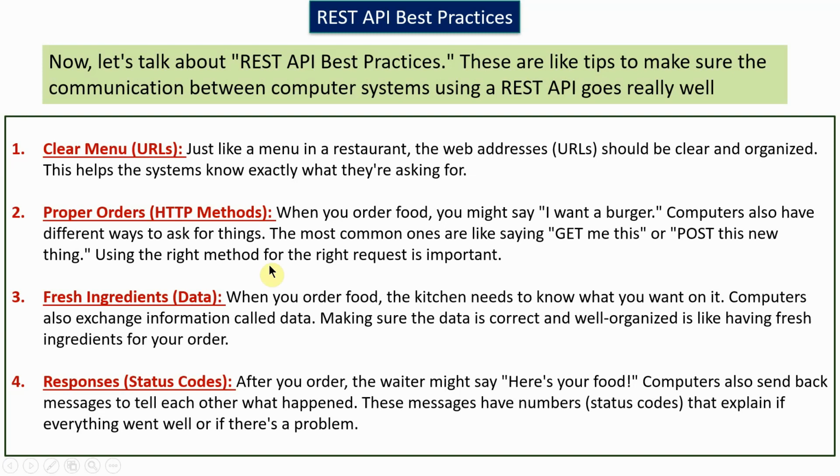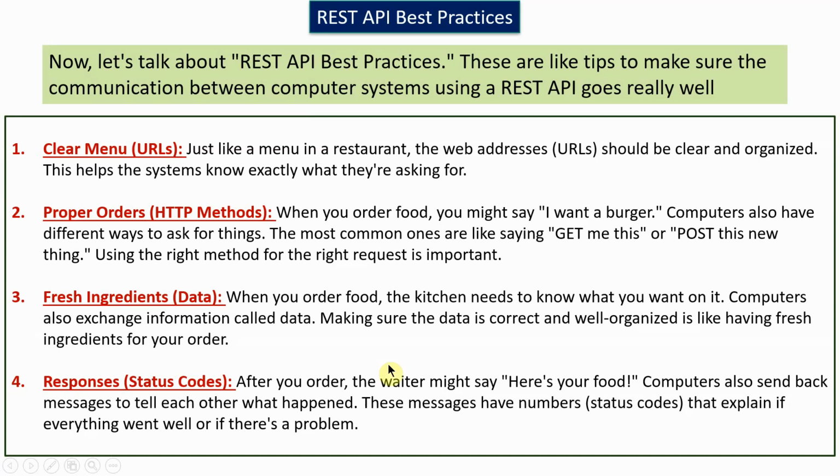The second point is proper orders, which is equivalent to HTTP methods in the computer world. When you order food, you might say, I want a burger. Computers also have different ways to ask for things. To get the details, we have to use the GET method, and to post new things, we have to use the POST method. Using the right method for the right request is very important.